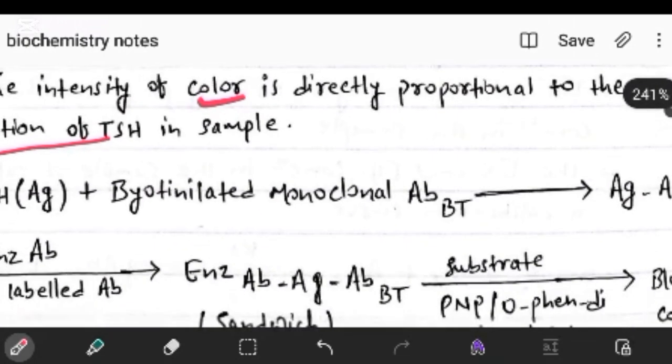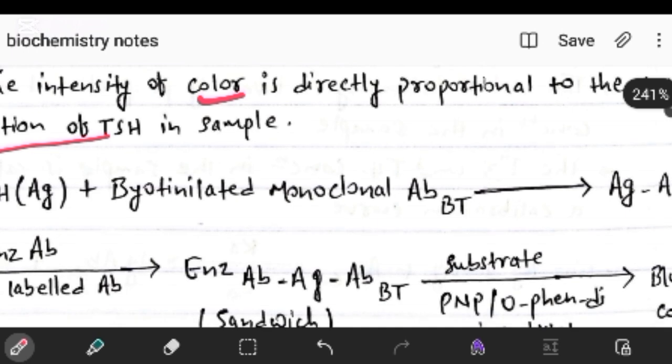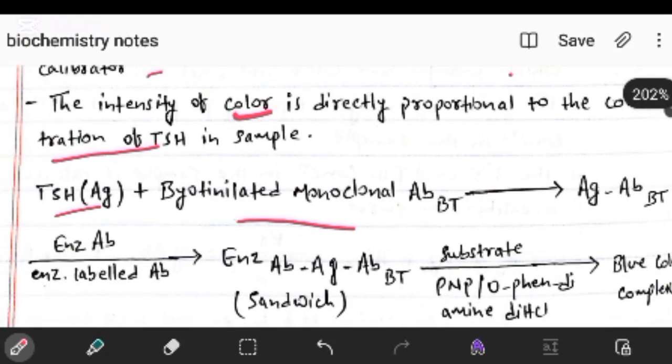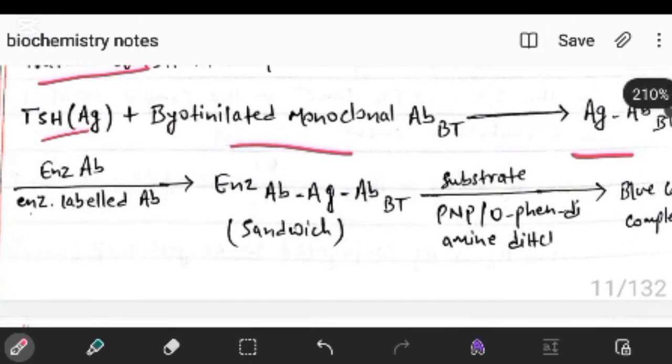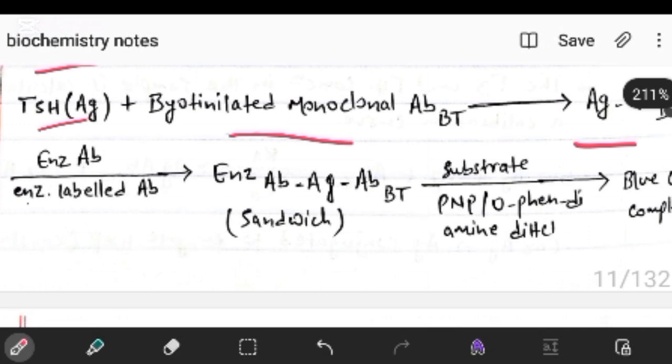In reaction, we can see that TSH antigen plus biotinylated monoclonal antibody reaction forms antigen antibody complex. You can study this reaction. Blue color is formed.